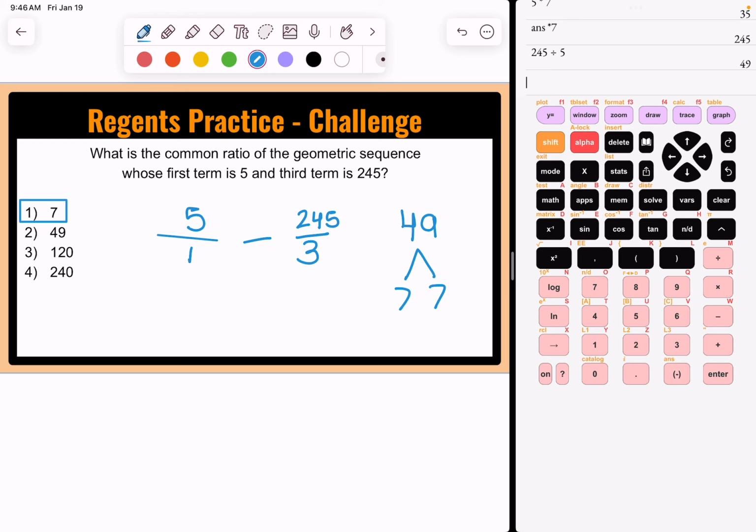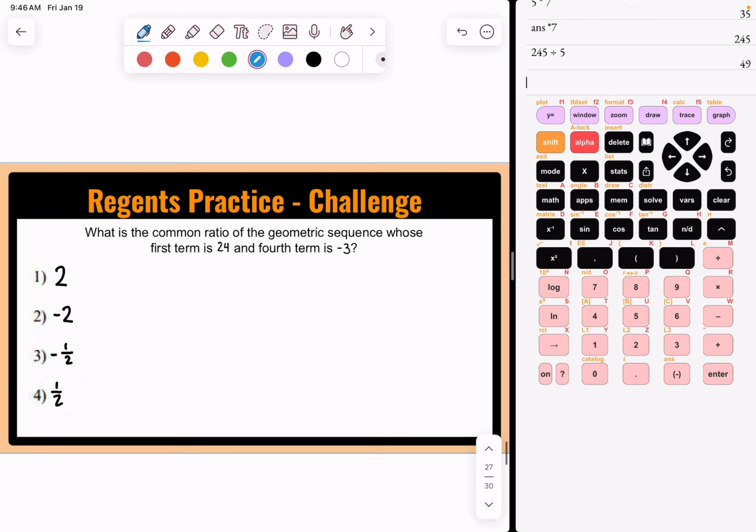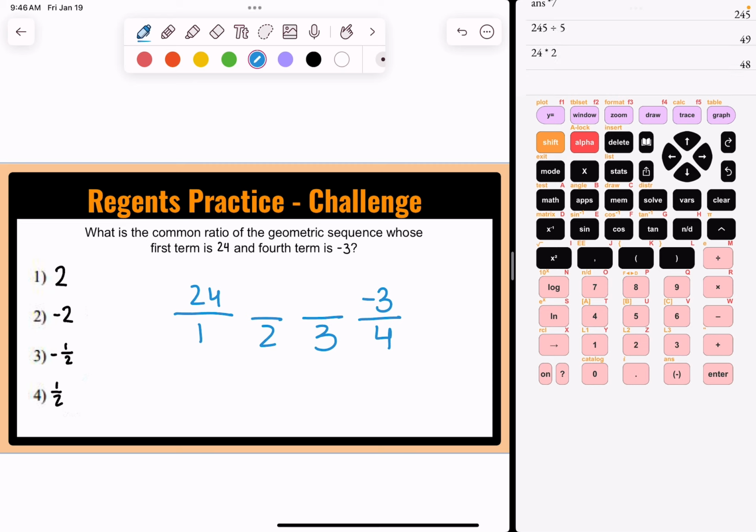All right, and let's look at this one. What is the common ratio of the sequence whose first term is 24 and fourth term is -3? Well, let's try our answer choices. 24 times 2, we'll get 48 for the second one. That's not going to make sense because I need my numbers to go down, so it's not going to be 1. Let's try the second one.